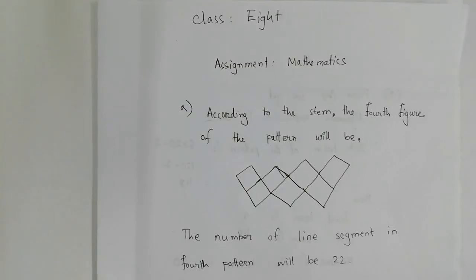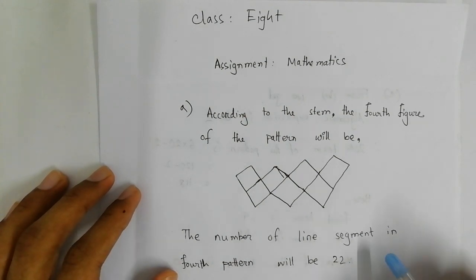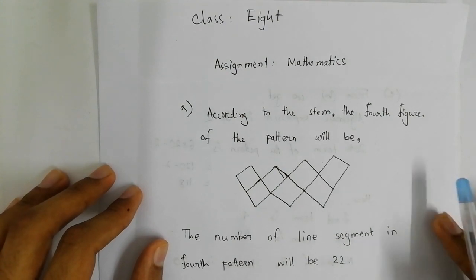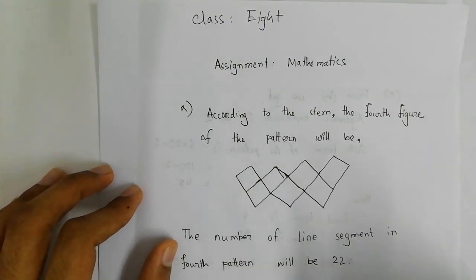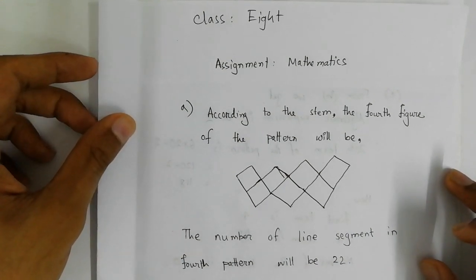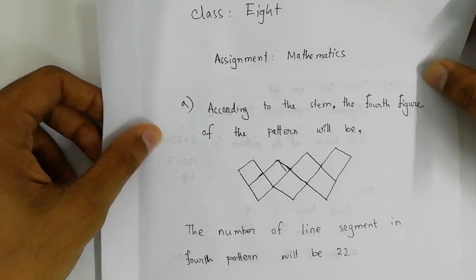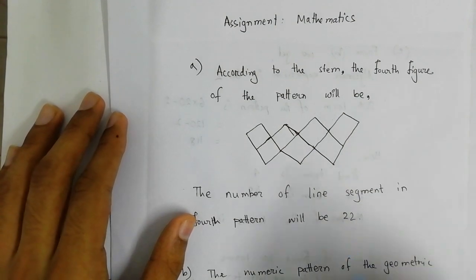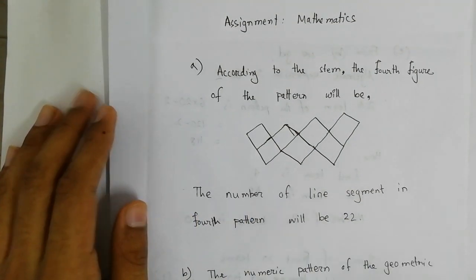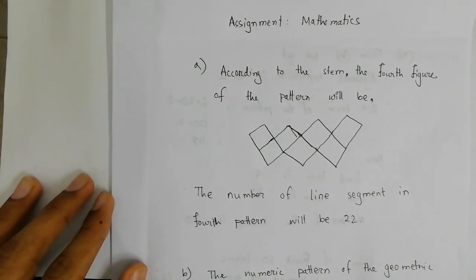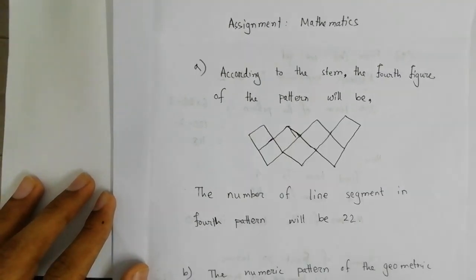Let us see. Here you can see the first step of the solution. We have written, according to the stem, the fourth figure of the pattern will be like this. This has been found according to the figures given in the question. We have counted the number of line segments beforehand. So after drawing the figure, we can easily count the number of line segments in the fourth figure, which comes to be 22. So the answer to question A is 22, and the figure is above.